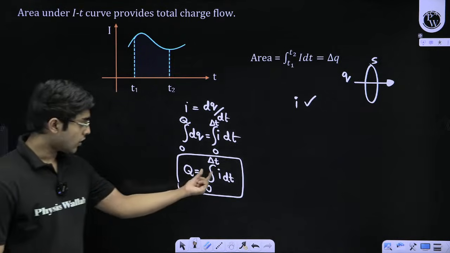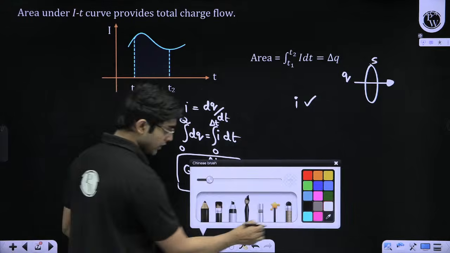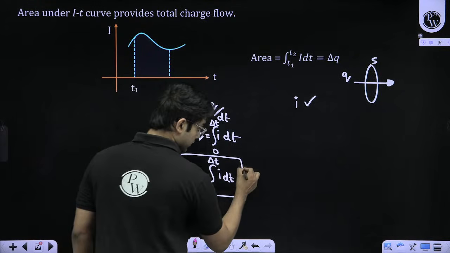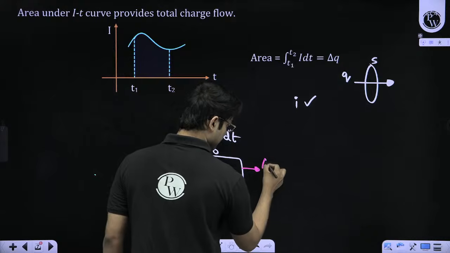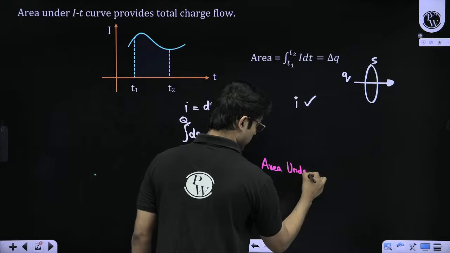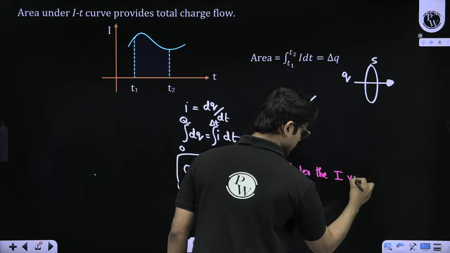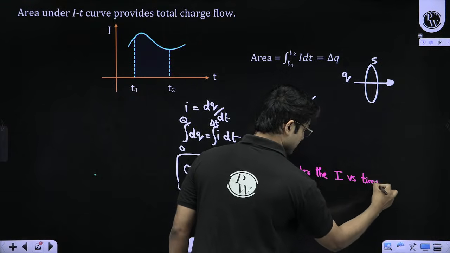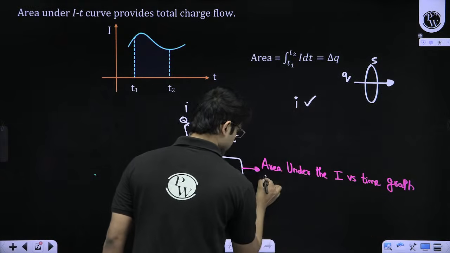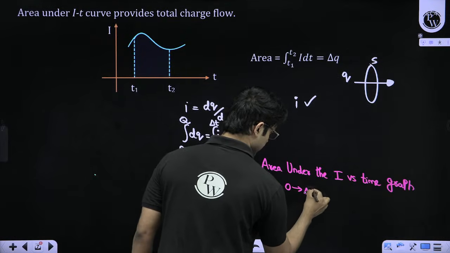If you have studied integration, when you have integration of I dt from 0 to delta t, this is also the area under the I-t graph, the current versus time graph, from 0 to delta t.